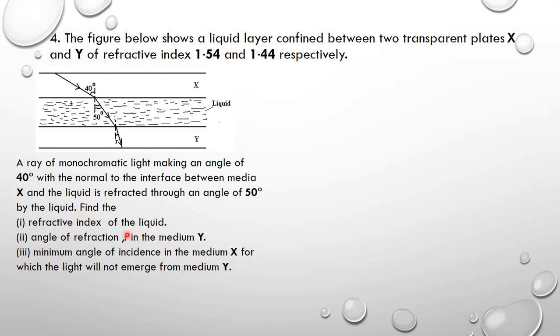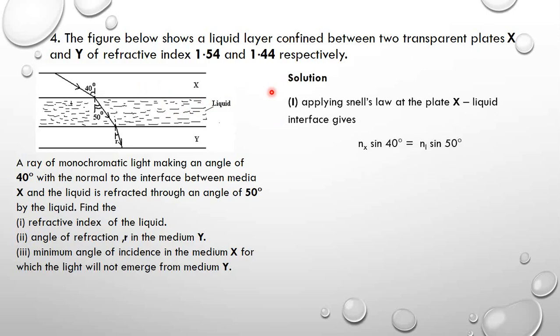Let's begin by looking at the refractive index of the liquid. So we shall use this media X and the liquid. So let's look at the interface between X and the liquid. We shall apply Snell's law there, and we shall have Nx sine 40 is equal to Nl sine 50, and then we shall make Nl the subject and get Nl as 1.29. So that is straightforward.